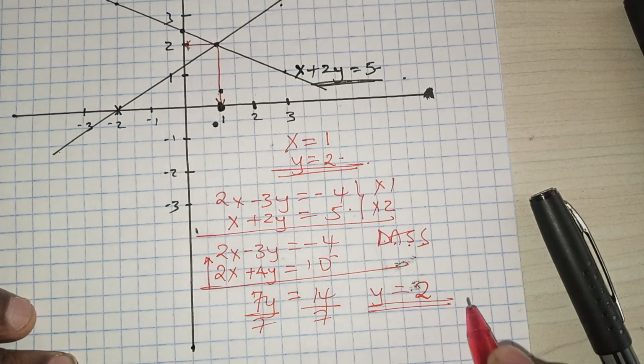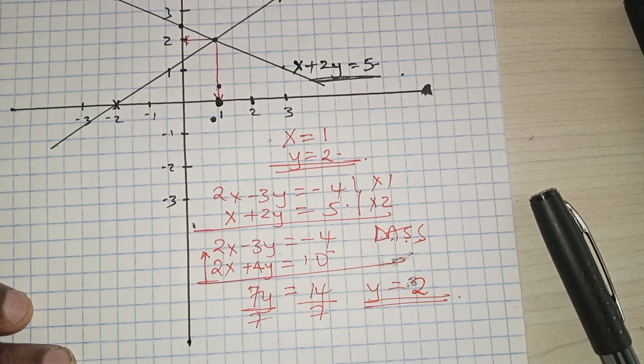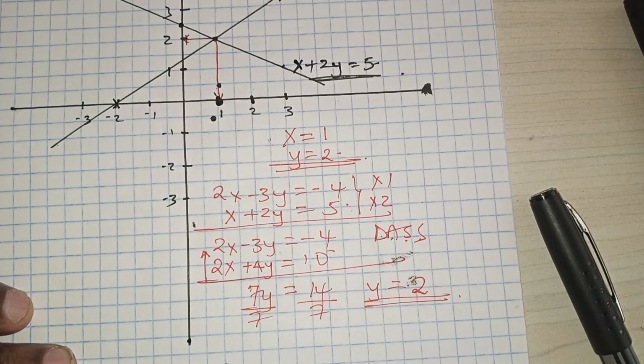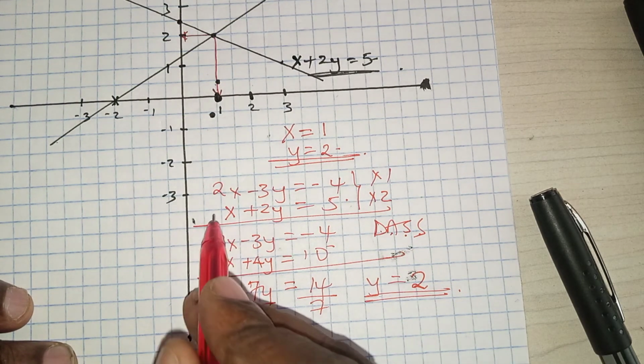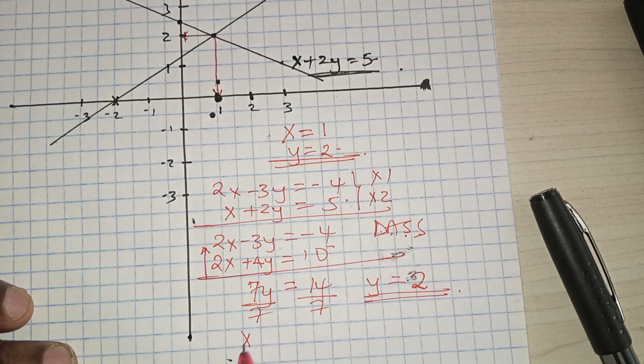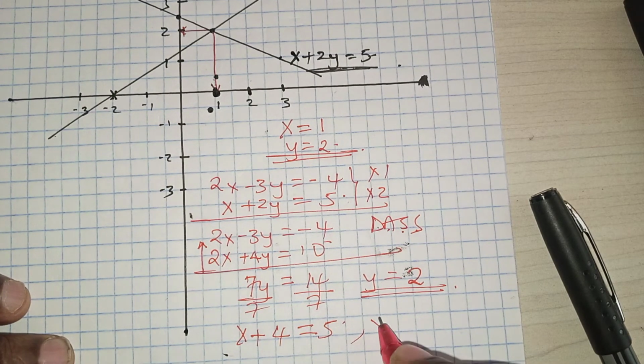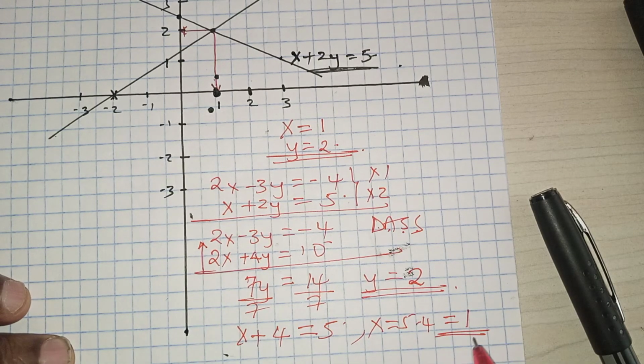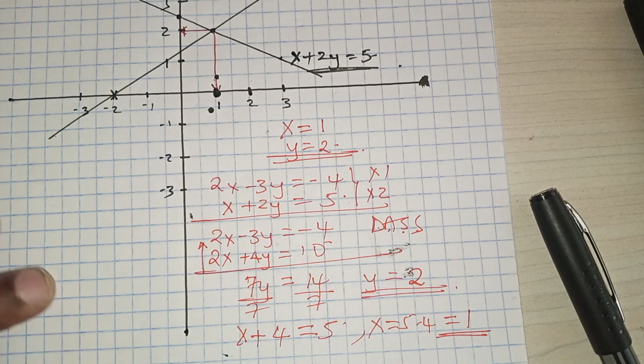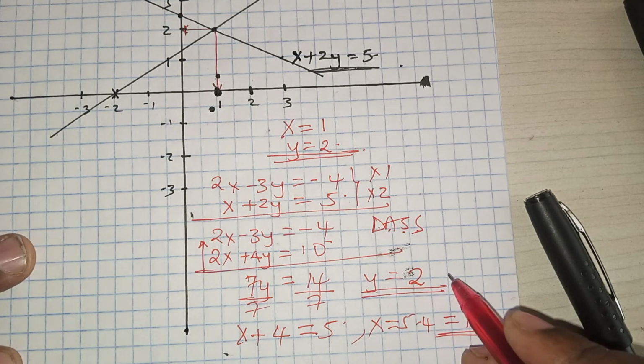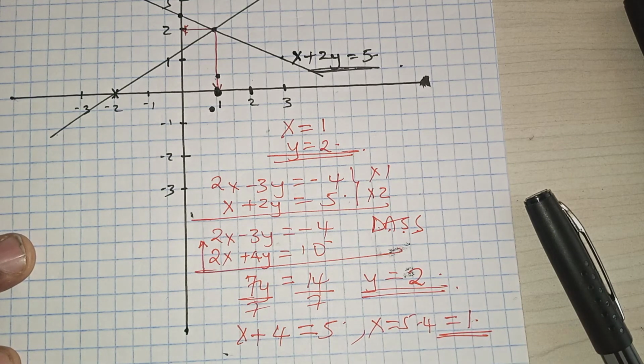Our value of y is equals to 2. So if we substitute this y in any of the equations, for example, the second one, you'll find that x plus 2y, which is 2 times 2, 4, is equals to 5. And clearly, x is equals to 5 minus 4, which is 1. So it has been verified that x is equals to 1 and y is equals to 2.